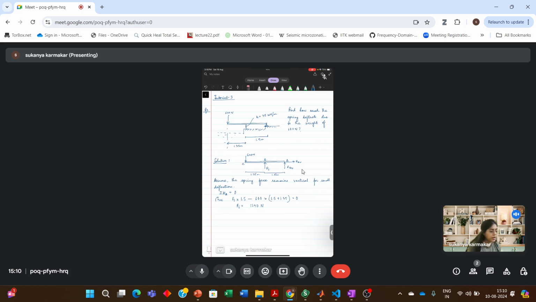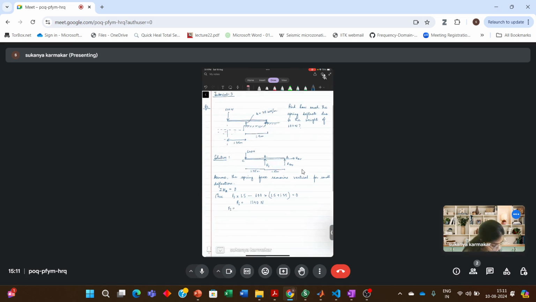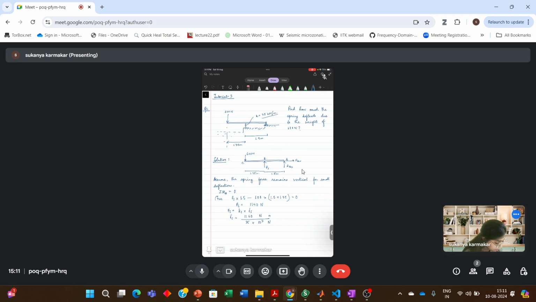Now you have to calculate the deflection in the spring and you know the spring constant. Spring force is equal to spring constant into the deflection in the spring. So the deflection is the spring force in Newton divided by 35 kilonewton per meter, which is 35 into 10 to the power 3 Newton per meter. So Newton goes away, and the answer is in meter. If I want the answer in mm, let's multiply by 1000.